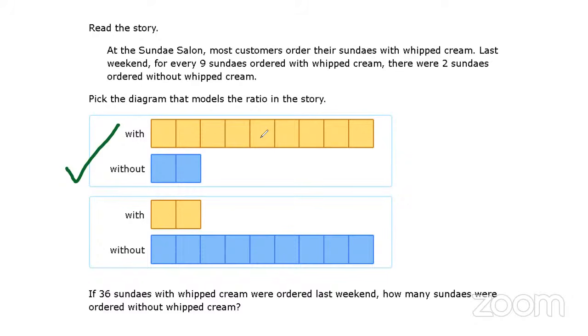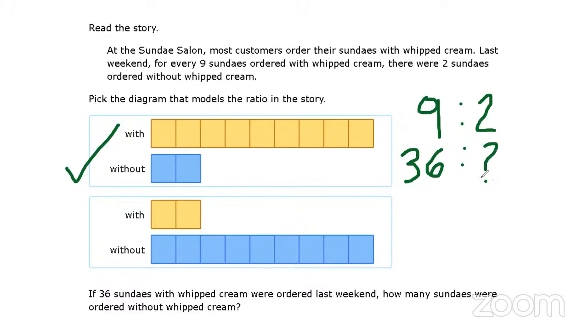All right. So it says here that we have 9 sundaes. Thank you, Jay Sean Heron and Devani Price. So we've got 9 with whipped cream, let's start with that, to 2 without whipped cream. It says that last weekend's 36 were ordered with whipped cream. So let's put it on this side. This side is representing with. And so we want to figure out how many were ordered without whipped cream.